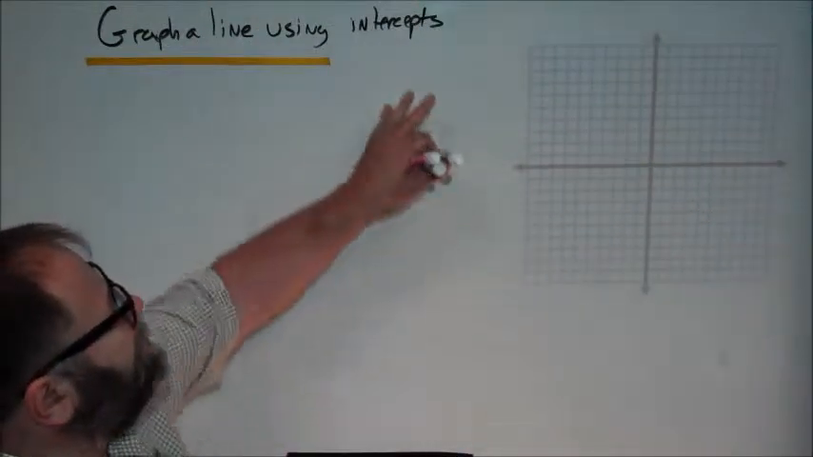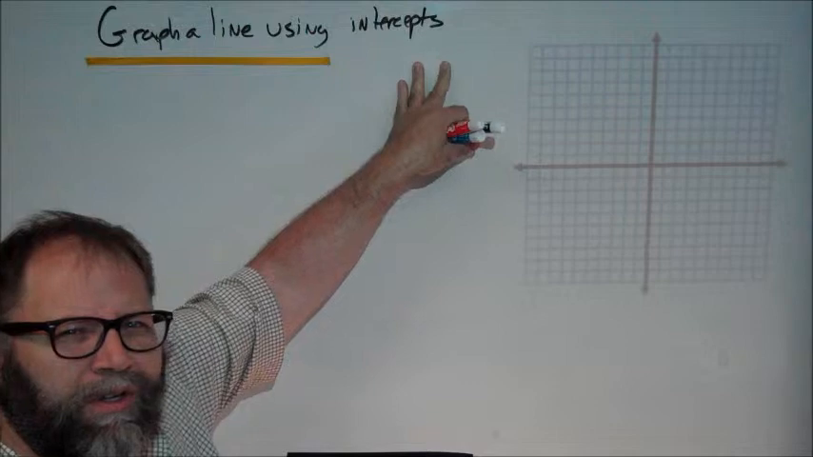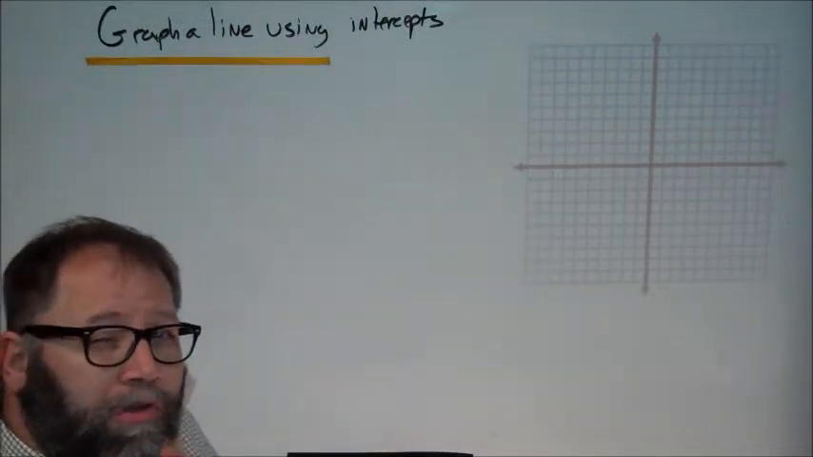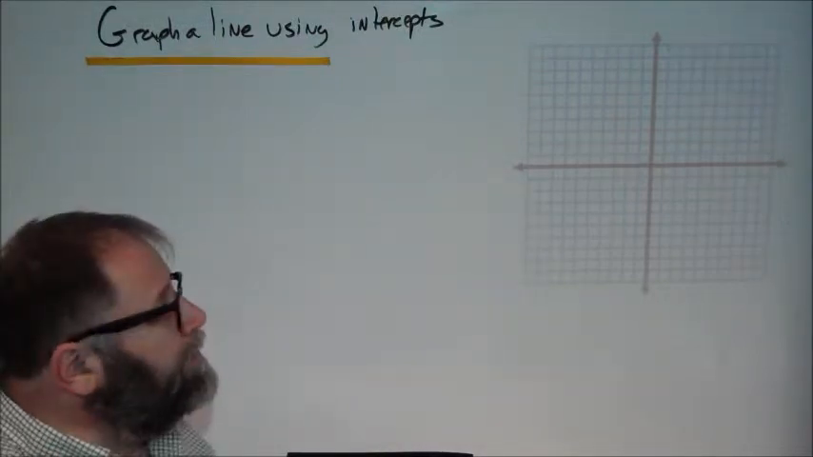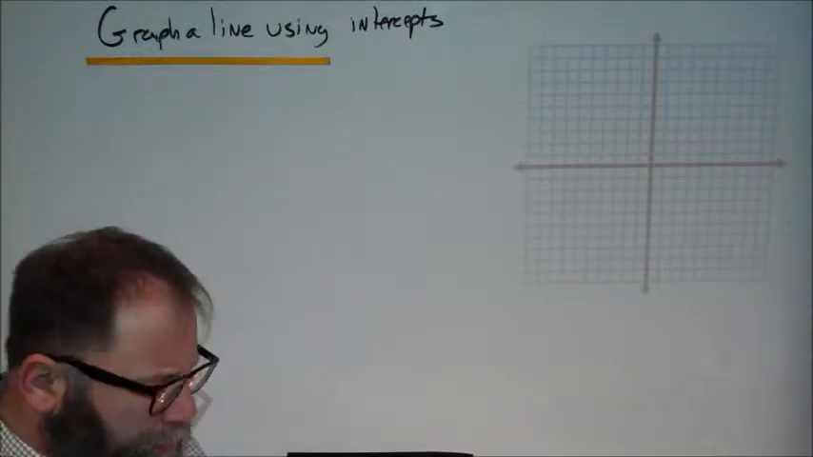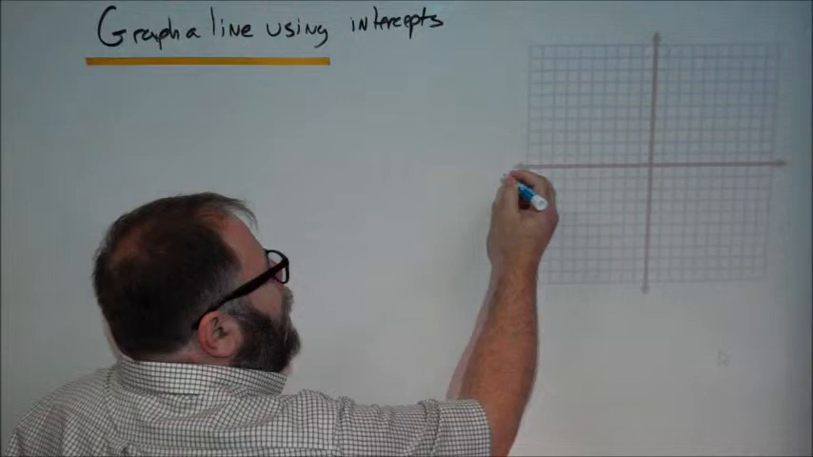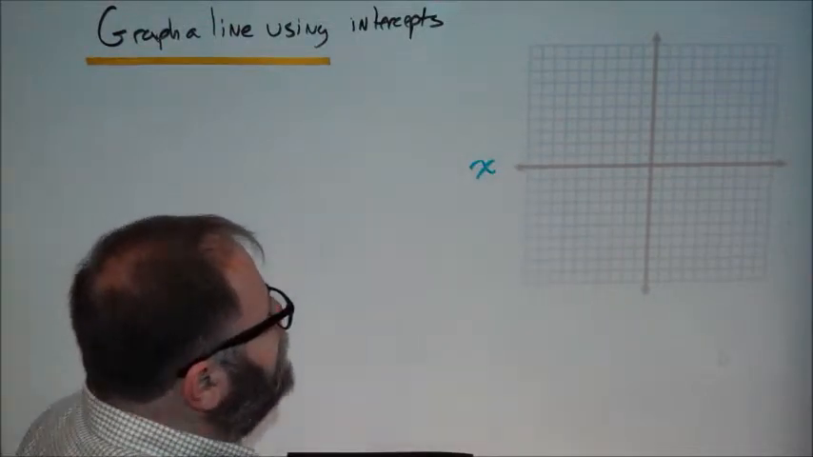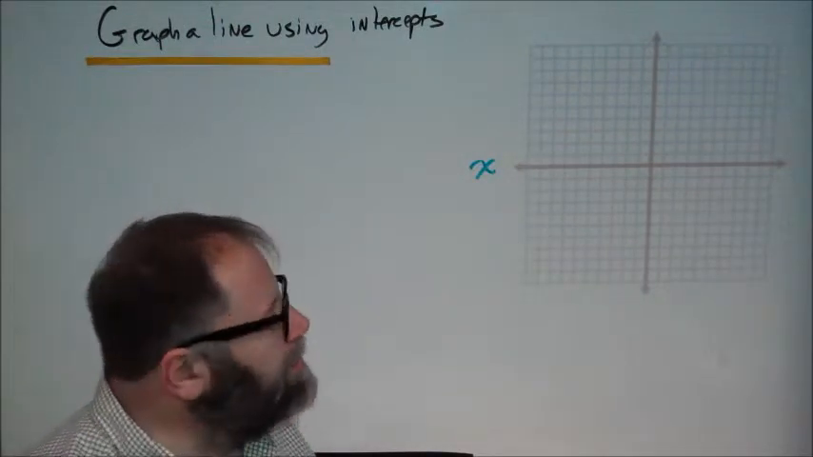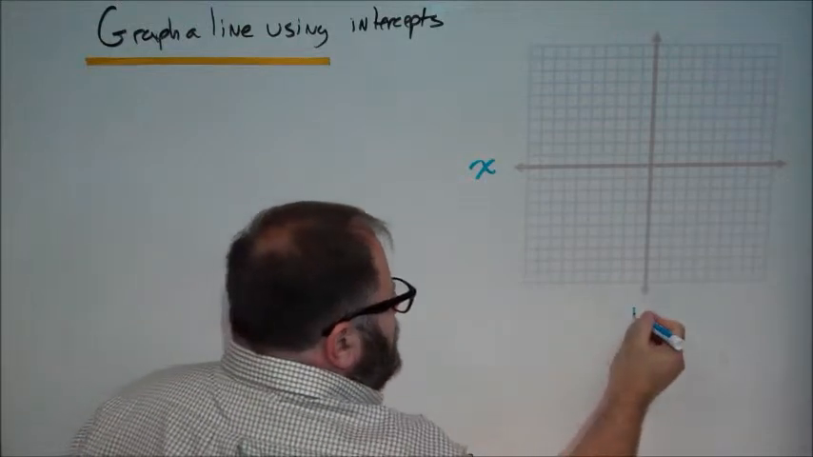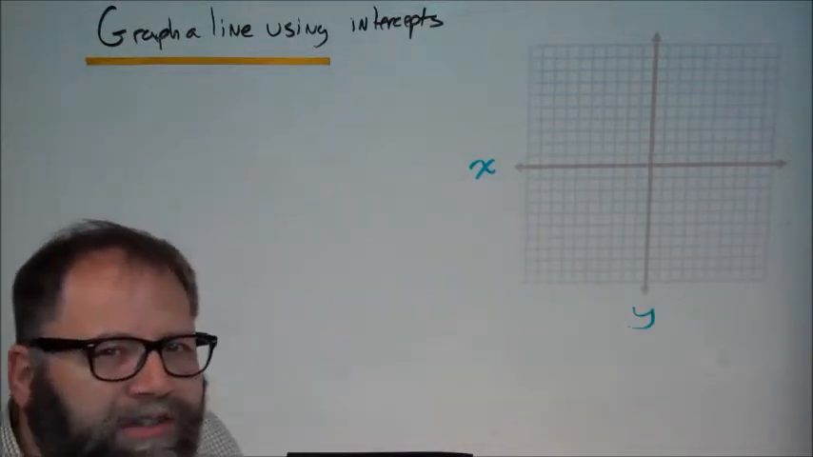Graph a line using intercepts? More than one intercept? Well, I guess that would make sense, right? Because lines are always going to cross, not always, but there's only two special cases. But they're always going to cross, in general, both axes.